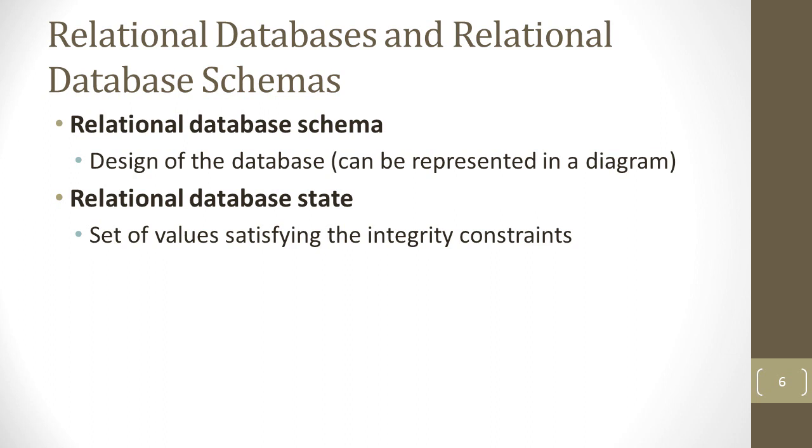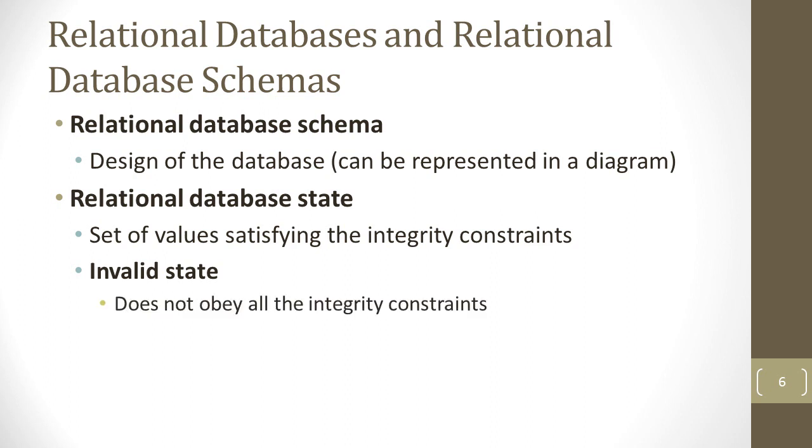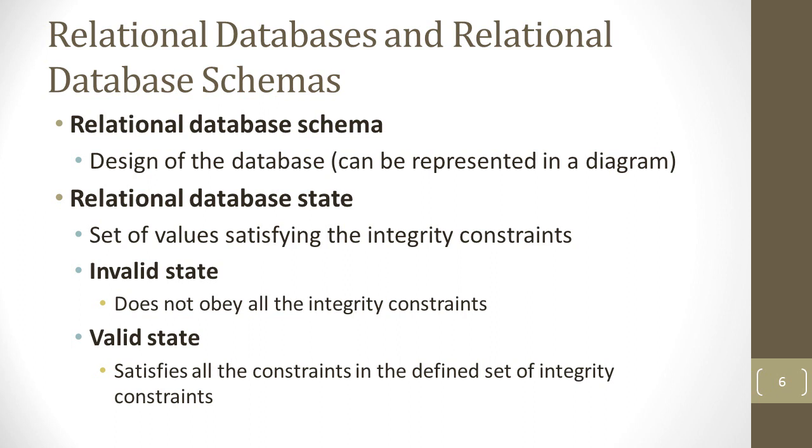So whatever constraints are in place on the database, such as you can't have two values of a key that are the same, a set of values that is valid for the database state is what we're talking about here. So we're going to look at two definitions. An invalid state does not obey the integrity constraints. A valid state satisfies all the constraints. It's pretty obvious. It's either valid or invalid.